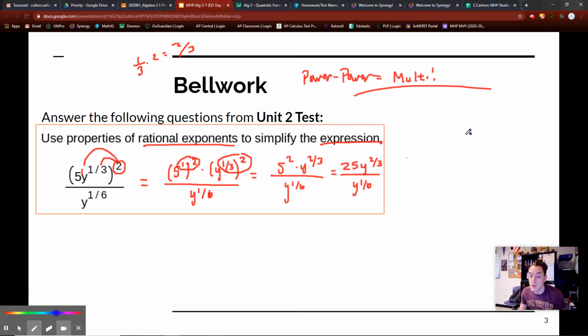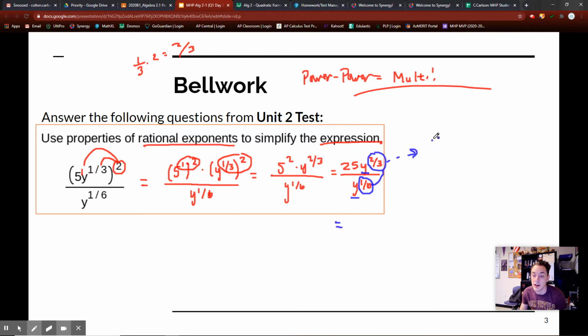Now, when I get to this part, I notice two things. I notice A, I have a fraction, and B, these both have a base of y, which means I can actually simplify those. But I simplify this by looking at my exponent. So now instead of multiplying, when I have the same base but it's division, I actually subtract these exponents here.